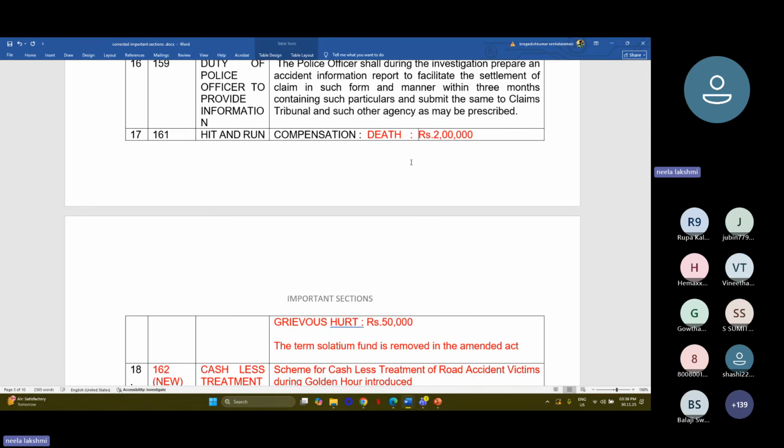Previously, the term solatium fund was used to meet out the compensation for hit and run accident victims, but the term solatium fund is removed in the amended act. A new term, motor vehicle accident fund, is introduced, which we will see in detail later. That you need to know. No more solatium fund is used in the amended act.